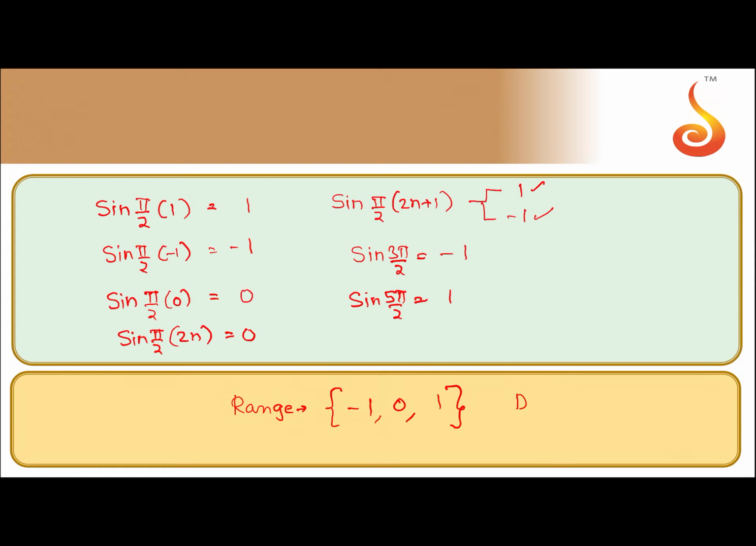But what is the domain? Let us discuss domain. Domain x can take belongs to real numbers, but greatest integer of x always gives you an integer, always gives you output integer. That's why it is called greatest integer function.